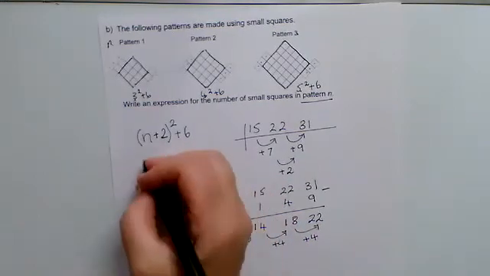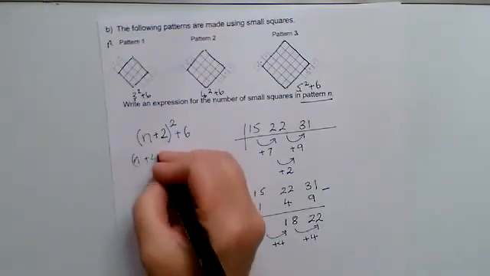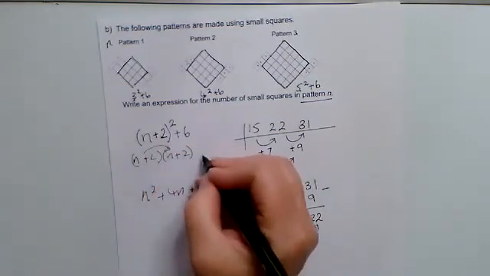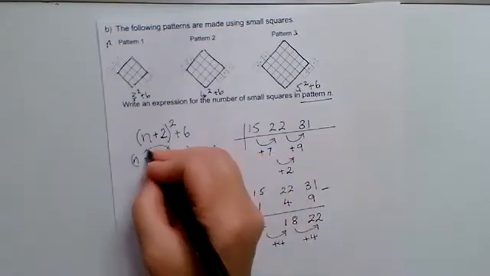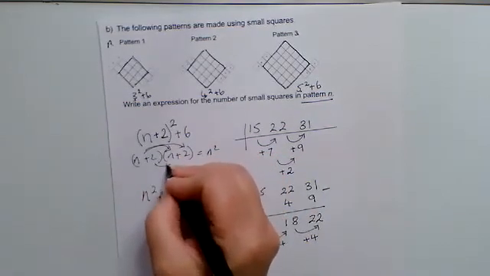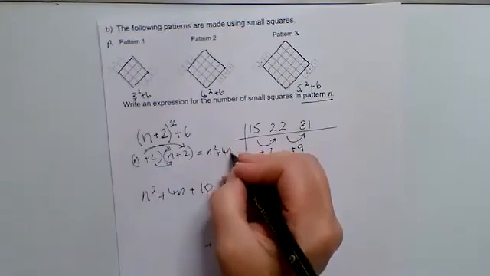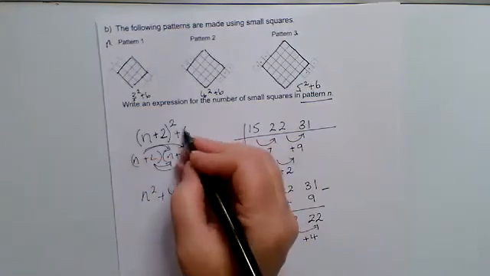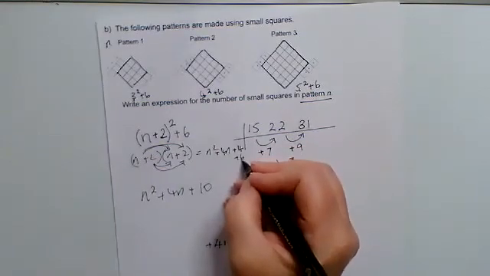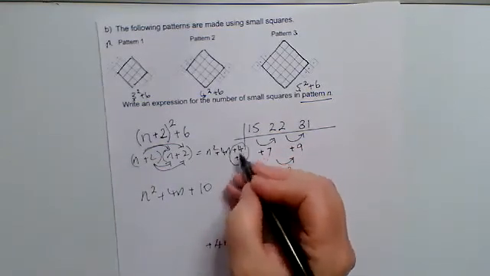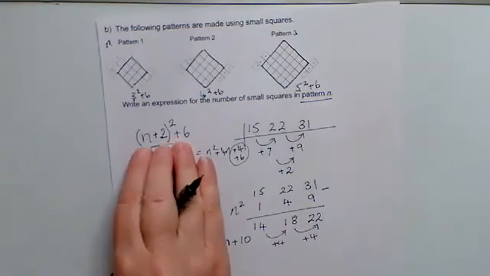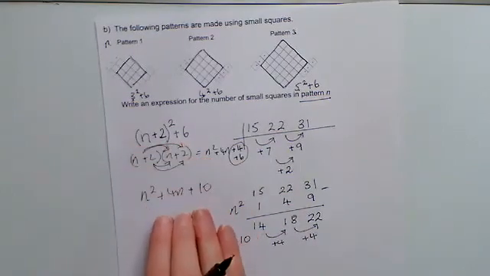Let's just expand this bracket. N plus 2, if I was to square that out, I would get n squared plus 2n plus another 2n, that would be 4n plus 4. 2 times 2 is 4. Not forgetting I've now got to add 6 onto that as well, which would give me the 10 here. So you can either write your answer like this, or you can give your answer like that.